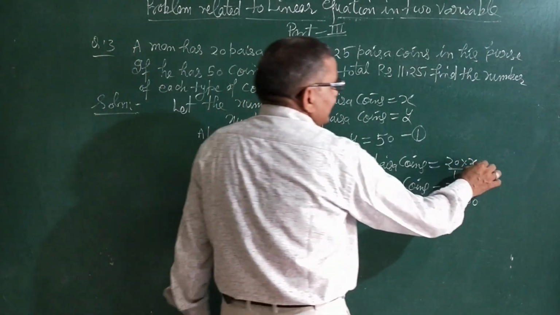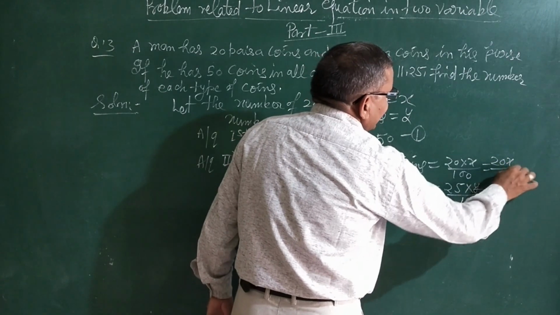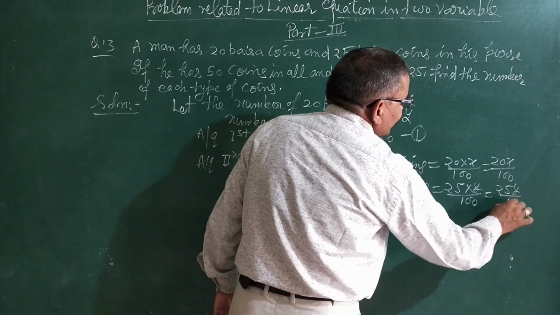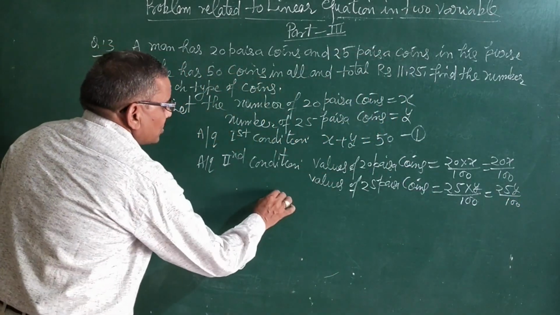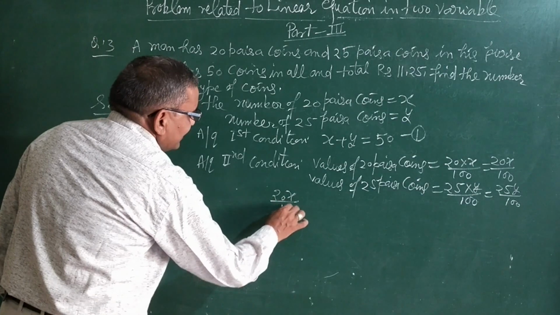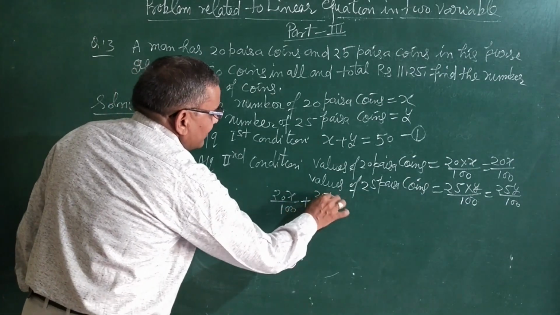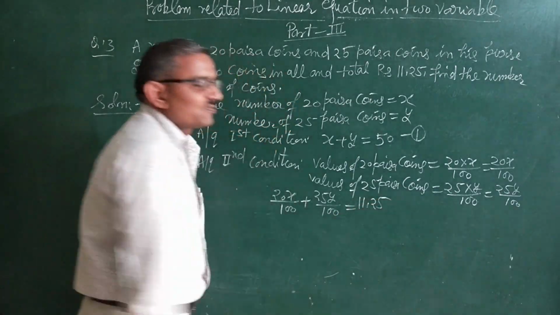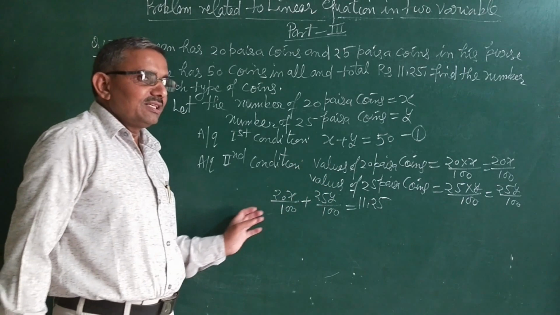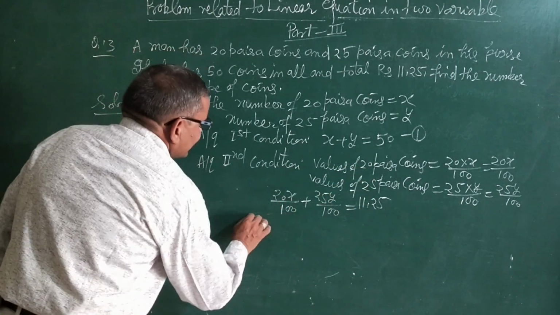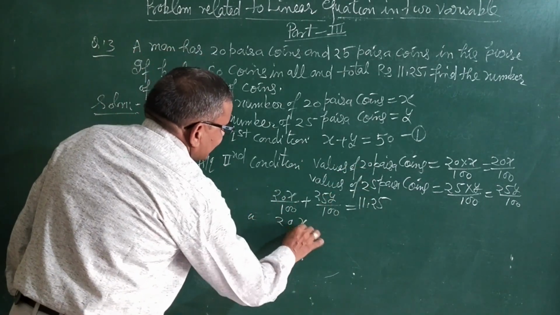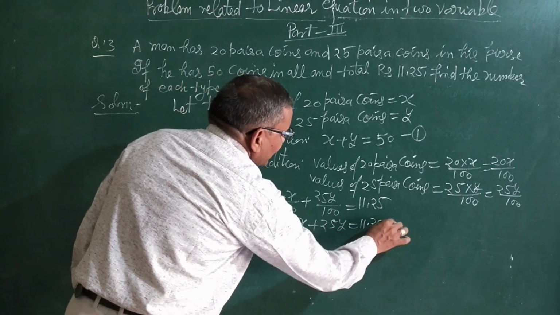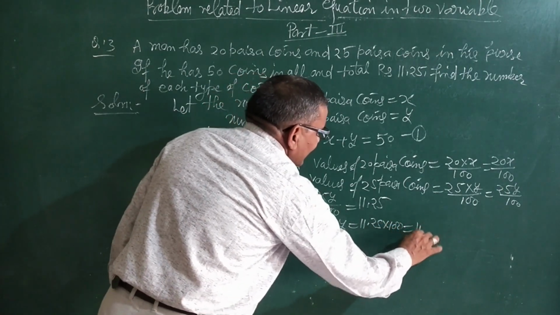Here it is 20x upon 100 and this much is 25y upon 100. Now the sum of the values, 20x upon 100 plus 25y upon 100, is equal to 11.25. Now multiplying by 100 throughout, we will get 20x plus 25y is equal to 11.25 into 100, that is equal to 1125.